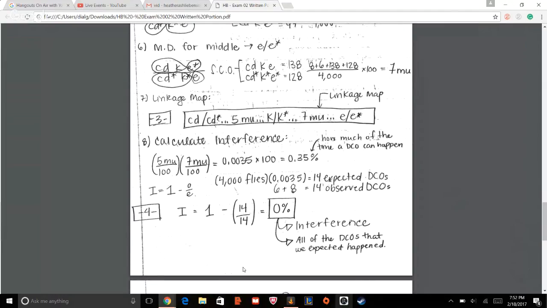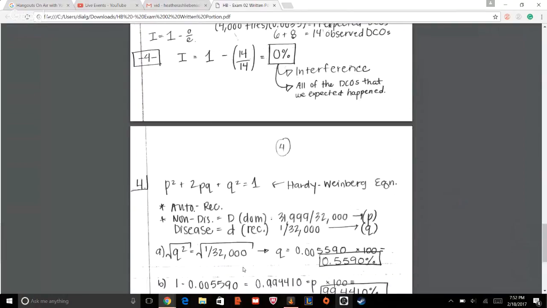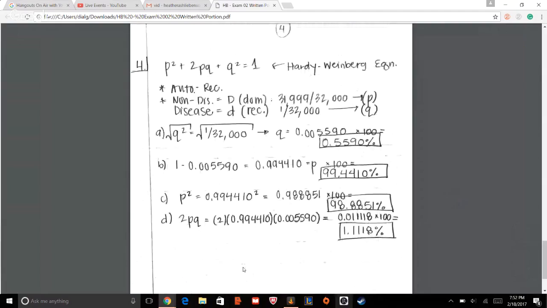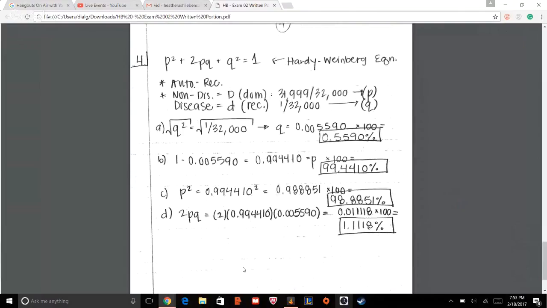So going on to our last problem here, number 4. It says that this syndrome is a rare genetic disease inherited in an autosomal recessive fashion. So I've noted that here. The non-disease allele is capital D, dominant, while the disease allele is recessive, lowercase d. Then we have the corresponding values that were listed. So there's 1 in 32,000 people have the disease, and that will eventually correspond to q.